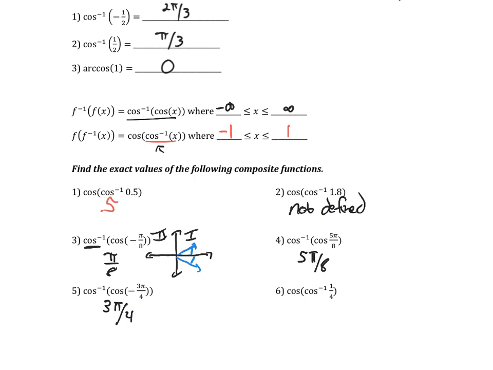They would both give you the same cosine ratio. And then number 6, cosine of inverse cosine of 1/4. 1/4 is in the domain of inverse cosine. Hence your answer would just be positive 1/4.